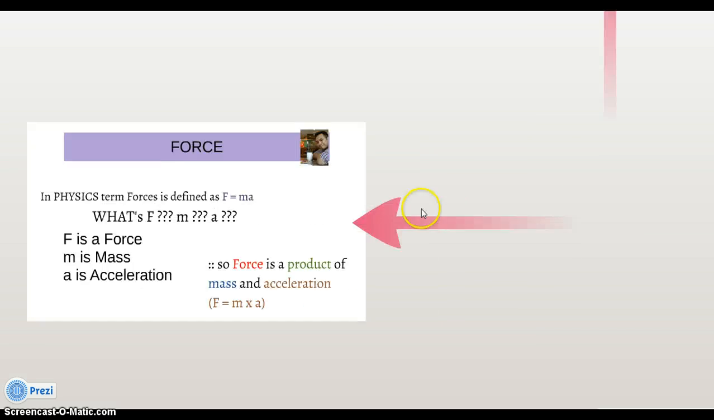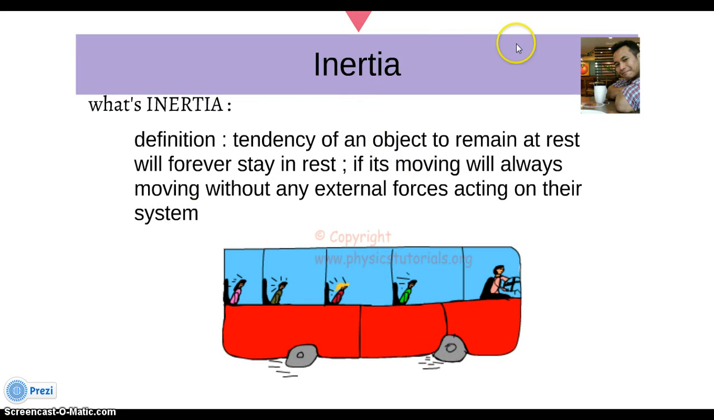So next we go to the first law of Newton. So what exactly does inertia mean? Inertia is the tendency of an object at rest to stay at rest forever. If it is moving, it will always keep moving without any external force acting on the system.